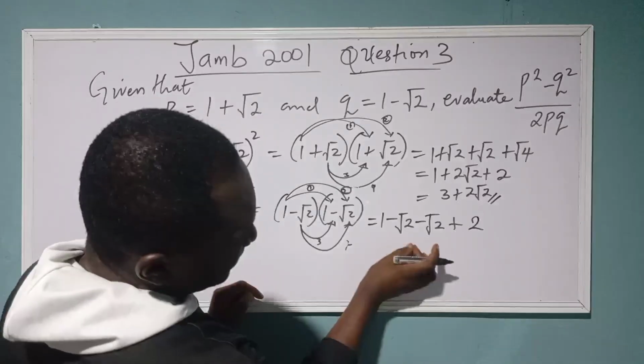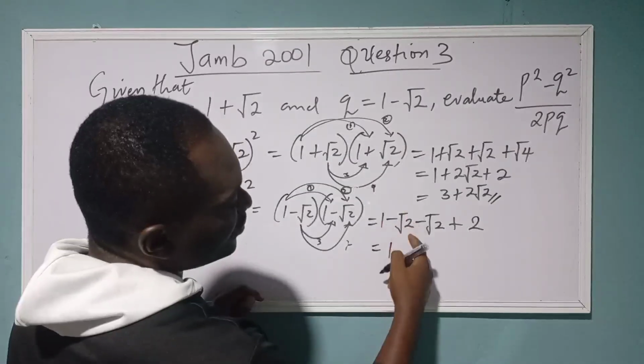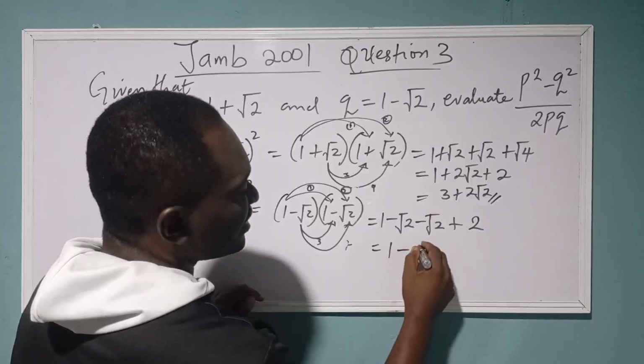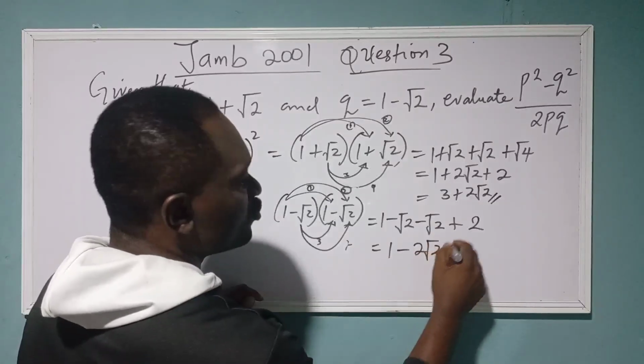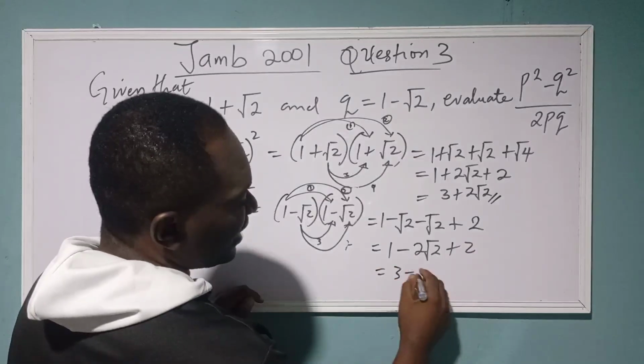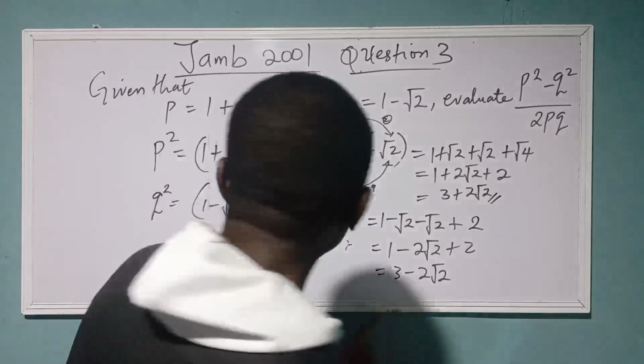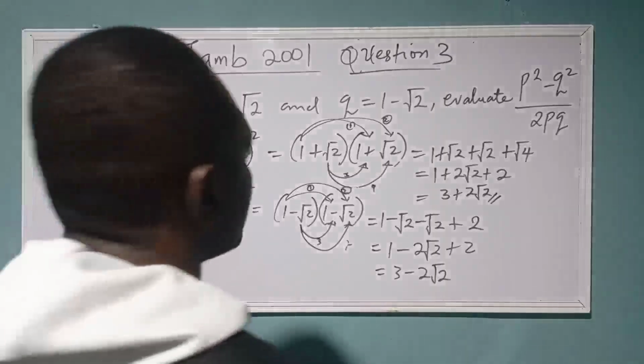Okay, so you can see that this is also a like term. So we have negative root 2 and negative root 2 give you negative 2 root 2, then plus 2. Now 1 plus 2 will give you 3 minus 2 root 2. So this is for Q square. All right.